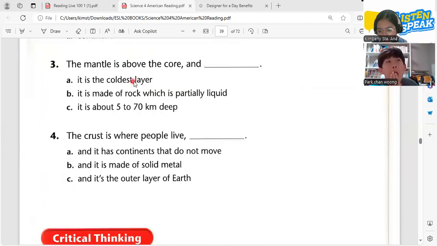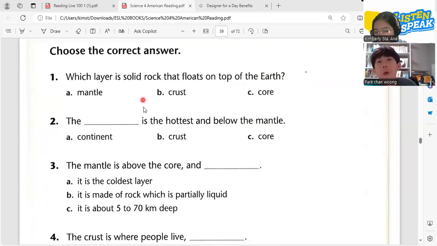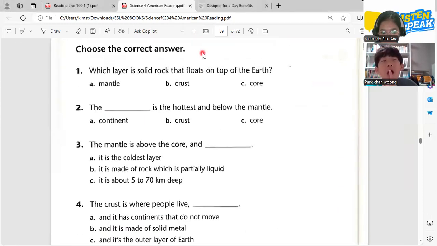So let's have this one. Before we go to our next lesson, we have this review question. Okay, so let's start with number one. Can you help me? Which layer is solid rock that flows on top of the earth? Crust.